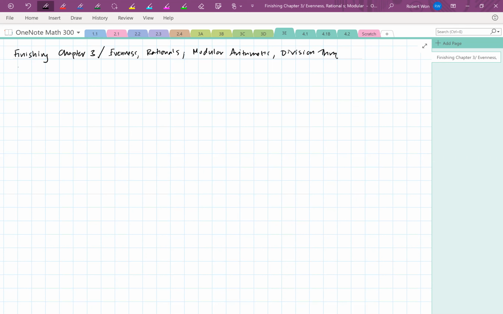Okay, so I'll start today with a theorem, which we'll prove. Let n be an integer, then n is even if and only if n squared is even.